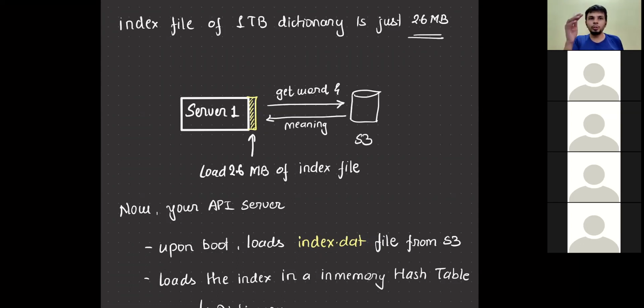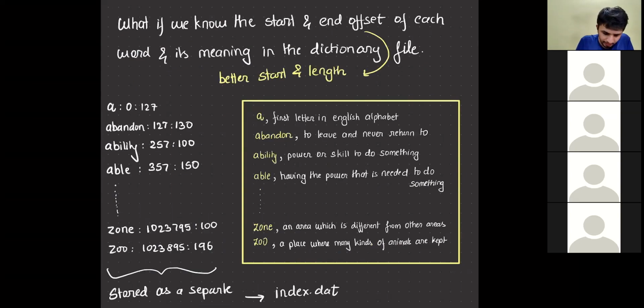So now the flow would be your API server. Let's say you somehow have this index.dat file; we will also make this better. Now your server, instead of downloading that 1 terabyte dictionary file locally, would just download this index.dat file from S3. It would store it locally, and your server can keep 2.6 MB in memory, which is nothing. You can very easily load this data in memory, and whenever you fire a query against a word, you'll get the starting offset and the length, how long the meaning is.